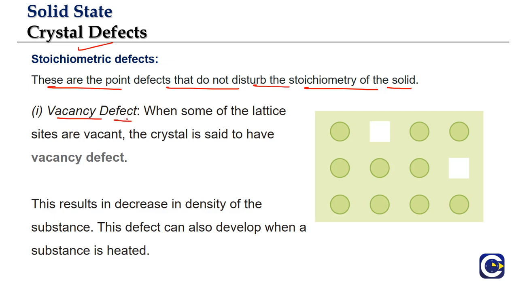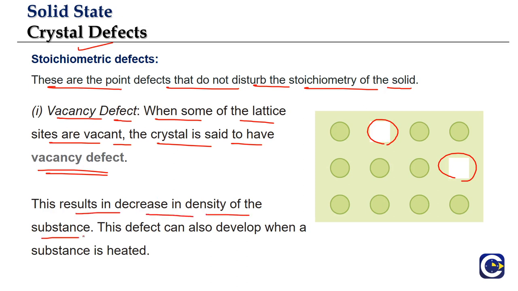So what is this vacancy defect? The vacancy defect is when some of the lattice sites are vacant. So as such, some of the lattice sites are basically becoming vacant. Then that particular crystal is said to be having vacancy defect. And this vacancy defect, since the lattice points are basically missing, will result in a decrease of density of the substance. So we are talking about the vacancy defect in case of what? The metals.